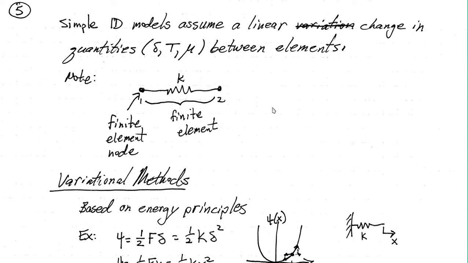So in summary, for these different 1D problems, in each case we're assuming a linear change in the quantities, whether it's my displacement, temperature, or chemical potential between the elements. So remember, the key things to pull out of this so far is we have a finite element, node 1 and 2. My finite element is this entire thing, and over this element we define some type of material property, either a stiffness, a thermal conductivity, or a diffusion coefficient.